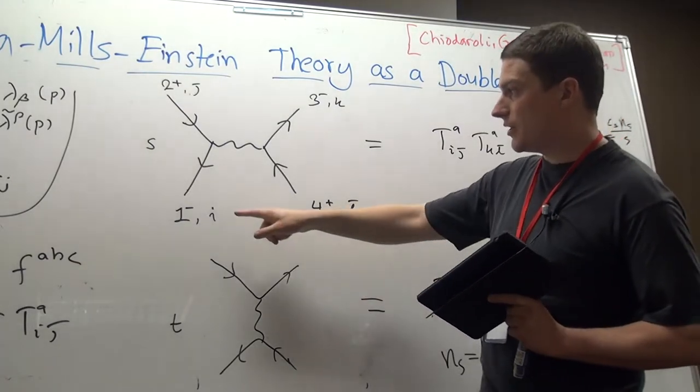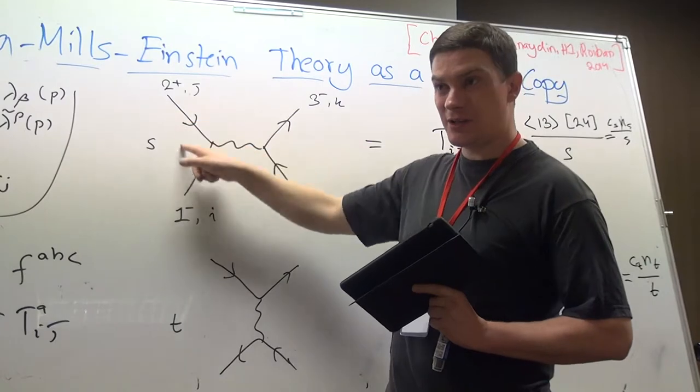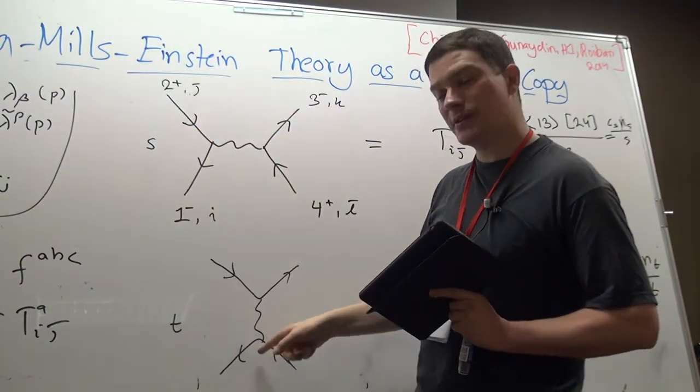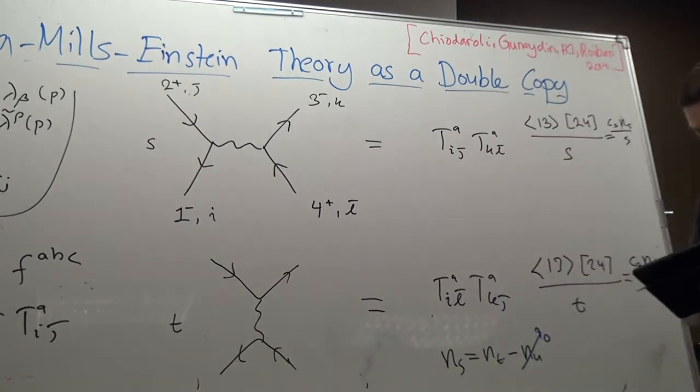Because, for example, if I dress up the lines with an additional flavor index, then this has a different flavor structure than this. So definitely this has to be different. This has to be independently gauge invariant.